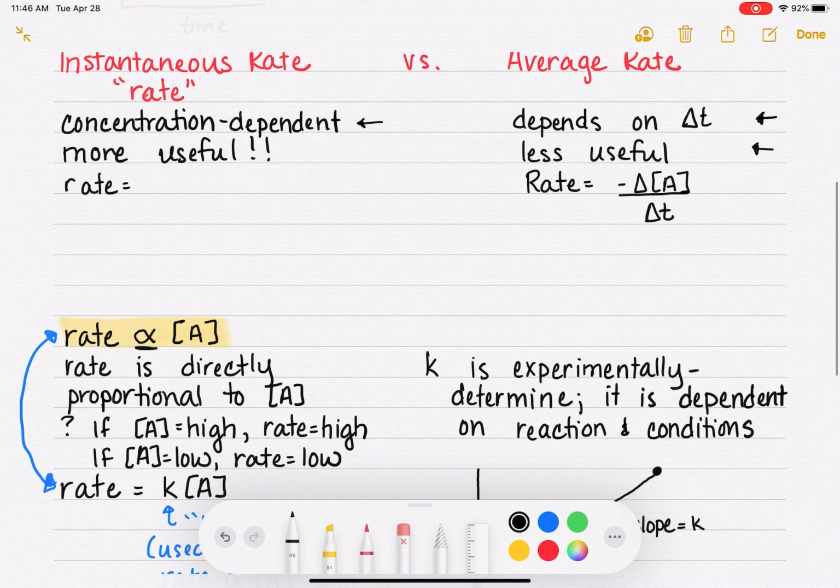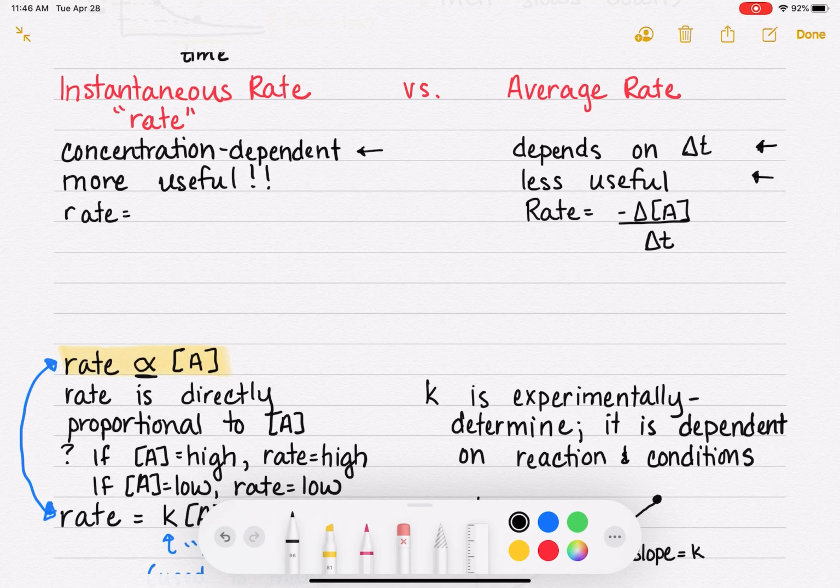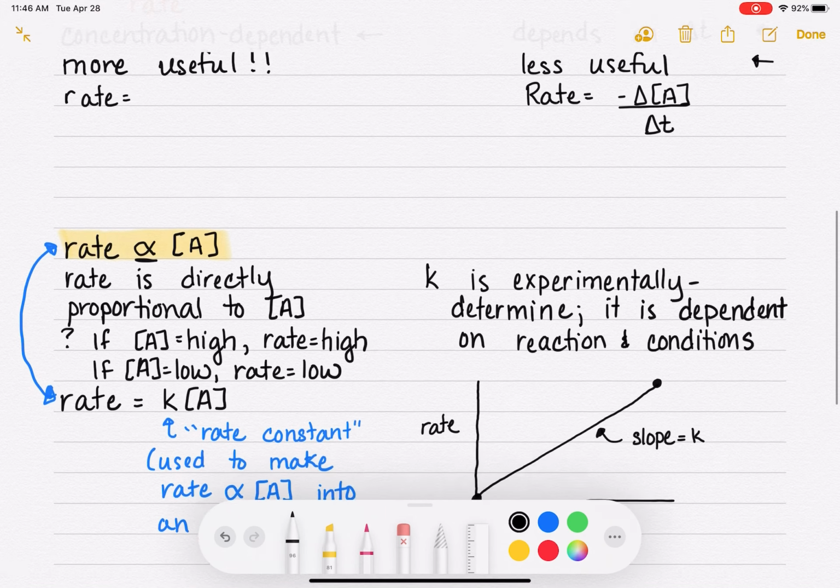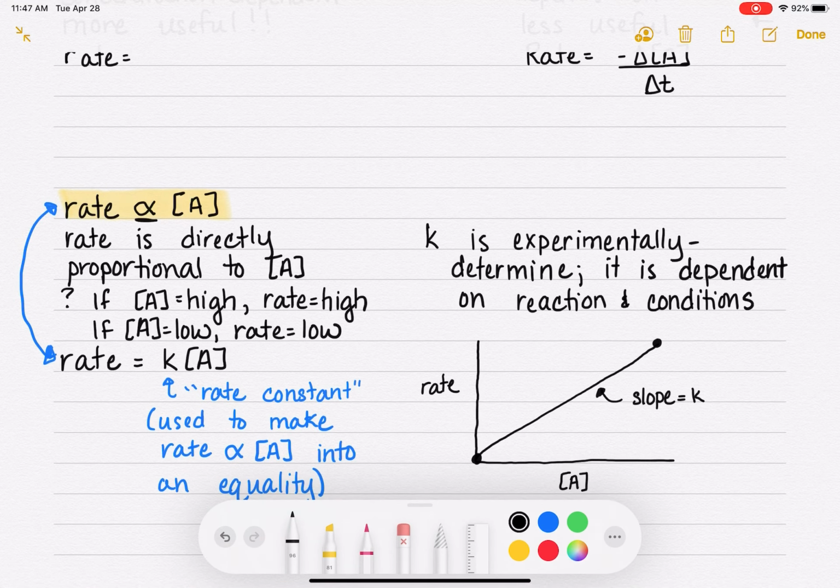And after comparing instantaneous and average rate, I walked you through an explanation of where the instantaneous rate comes from, and we came up with this equation down here where the instantaneous rate was directly proportional to the concentration of a reactant, because when the concentration of our reactant is high at the beginning of a reaction, the rate is going to be high, and when the concentration is low, the rate is going to be low.